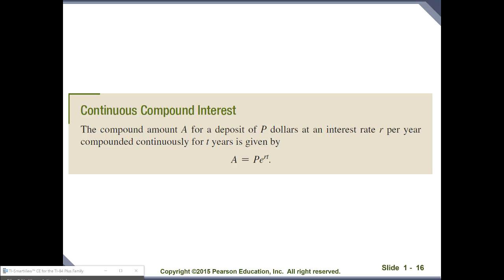And it's PERT. A equals Pe^(rt). It is the principal times this constant e, and e is an irrational number. Think of e as a lot like pi. It's a different value, but it's similar in that we just use this letter e to stand for this one particular constant, Euler's constant. It's pronounced "Oiler," though sometimes people pronounce it "Yuler," but it's spelled E-U-L-E-R. It was a mathematician. And then we take that to the interest rate as a decimal times t, the number of years. So let's look at an example.